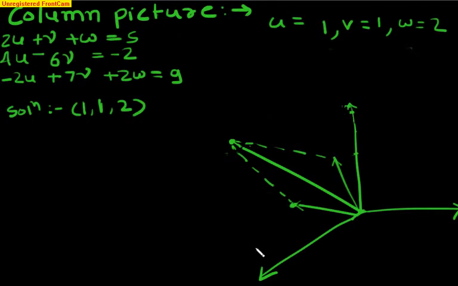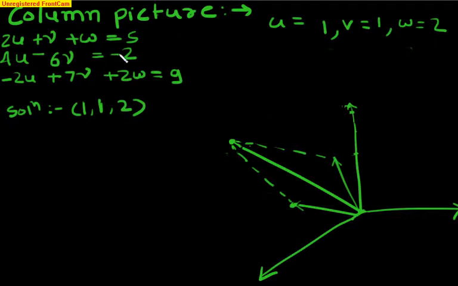Don't think much about this figure, I will explain it. Just look here. These are three equations, and we know each equation represents a plane. In the row picture we have seen that these three equations represent planes, and u, v, w is nothing but the intersection of these planes, which is 1, 1, 2, the solution.